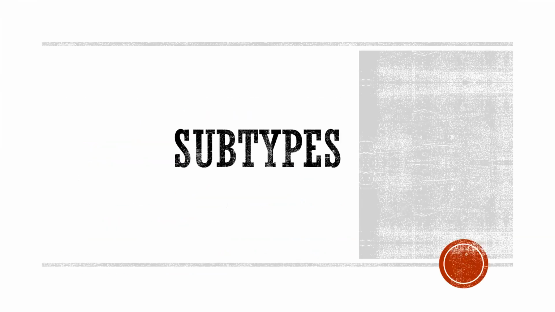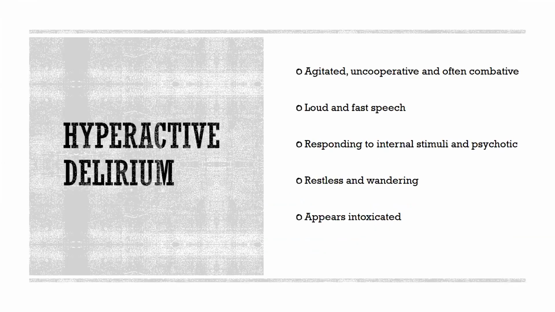So let's talk a little bit about subtypes. This might be something that we don't necessarily differentiate that much in the ICU. So you have hyperactive delirium, and this is your classic agitated, uncooperative patient, and many times they're combative. So these are the kind of patients where you're worried that there could be an acute safety concern, whether that's pulling out their ET tube or something else. These patients tend to have loud and fast speech. They tend to respond to internal stimuli, can be restless and wandering, and sometimes can appear intoxicated.